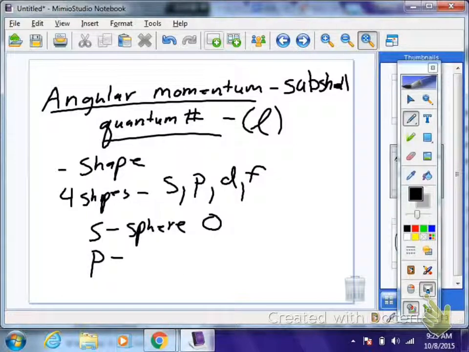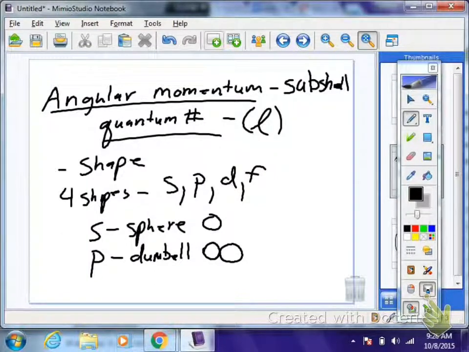And it is a dumbbell. The dumbbell's like the infinity sign, like an 8, kind of like a figure 8. And then this is an example. Ooh, get away from me. This is an example of a P subshell. See, we have an S, which is a sphere, and now we've got kind of a dumbbell shape, right? Dumbbell. Working hard today. All right, so that's the shape.